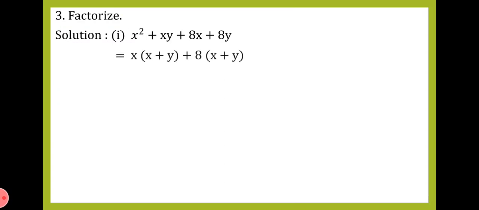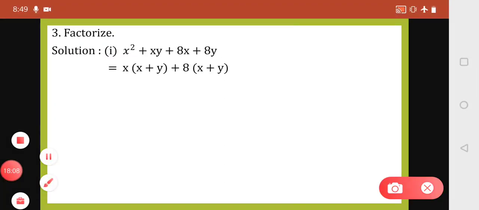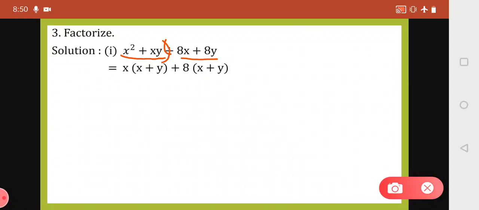That is equal to, from this first group, we have taken out x common, and in the bracket x plus y. Then the middle sign as it is, plus, and then again from the second group we can see that we can take out 8 common, so we have taken out 8 common, and the remaining x plus y we wrote in the bracket. So we will get x into x plus y plus 8 into x plus y.